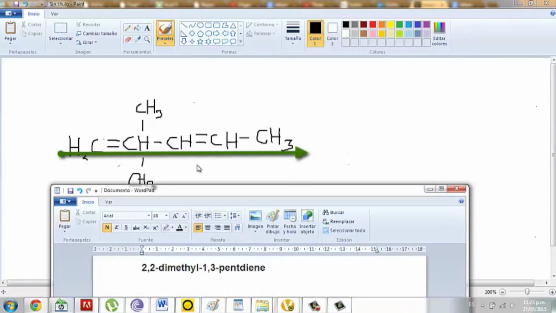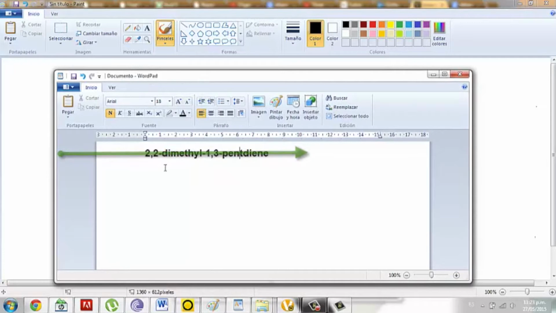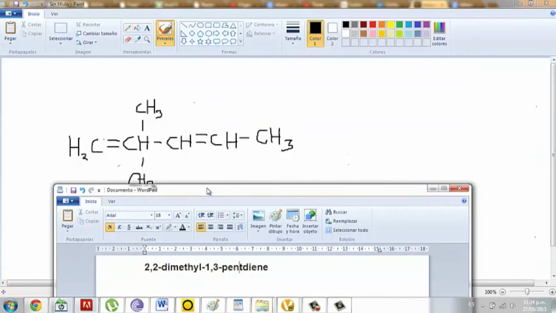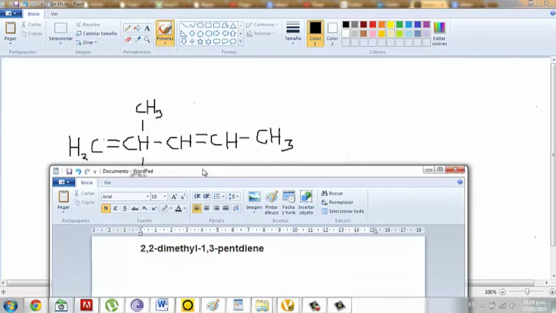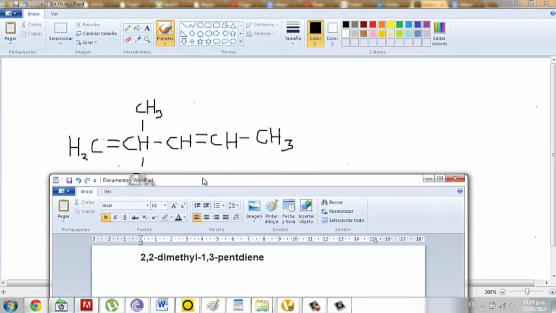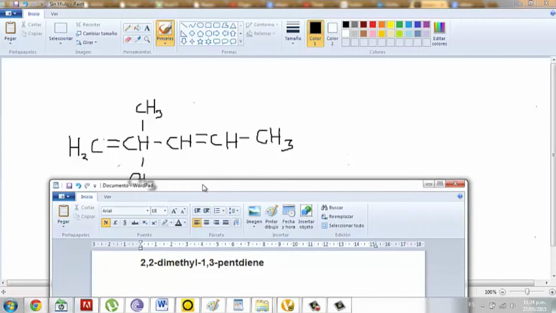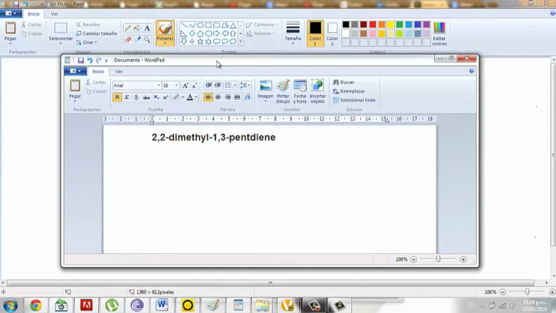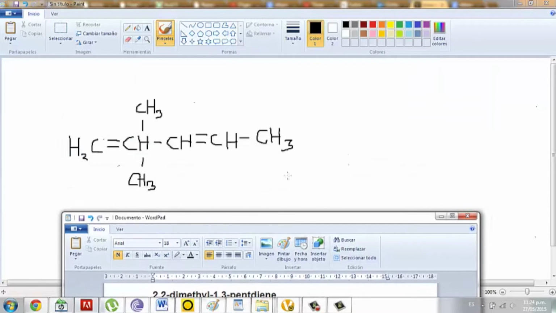Now we have 2,2-dimethyl. This means that we have two substituents on the same carbon, which is the second one, and it is a methyl because it has only one carbon. We draw it and we have something like this at the end. It's pretty simple and pretty easy.